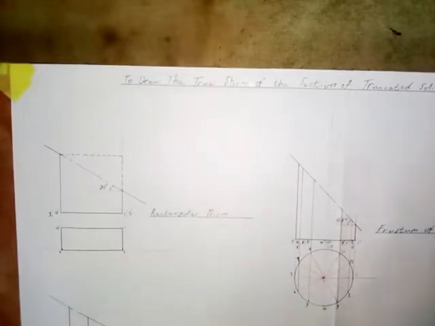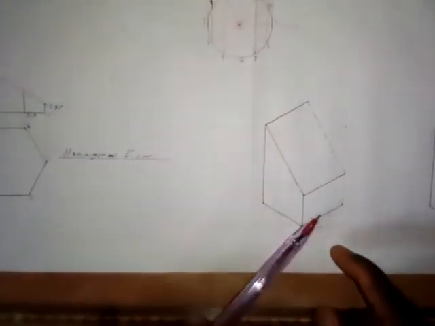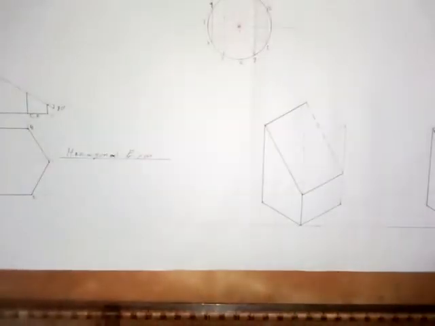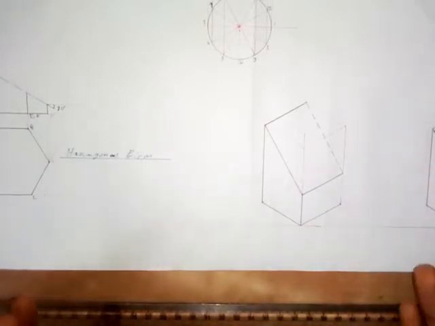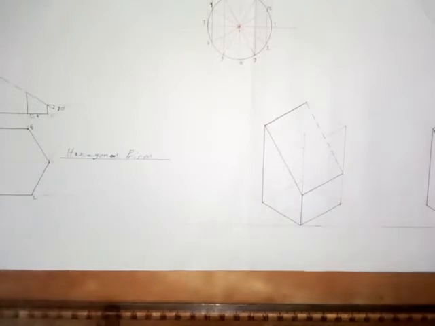So if the shape of its base is a square, we call it a square prism, as we have here. This shape here is a square, so that makes us call it a square prism. And if the base is in triangular form, we call it a triangular prism. If it is in hexagonal form, we call it a hexagonal prism.